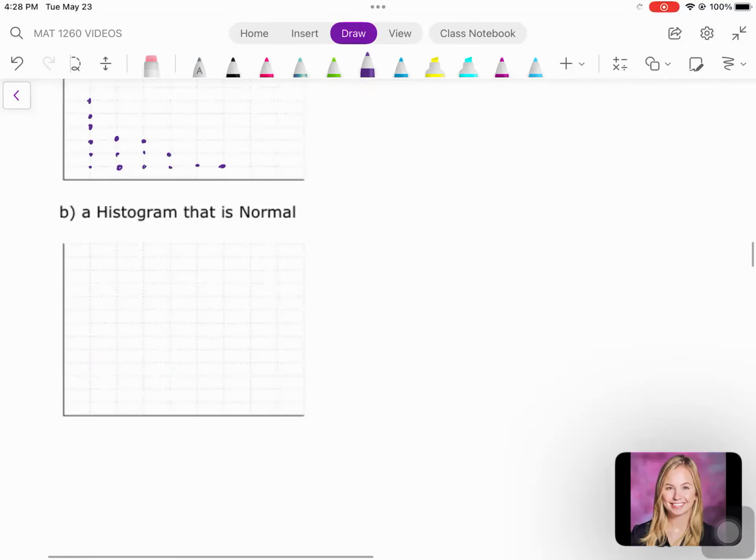A histogram that is normal. So a histogram is similar to a bar graph, but our bars are going to touch. And normal, we want this to be as symmetric as possible with one peak in the center.